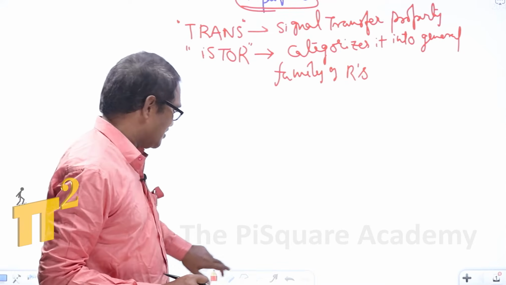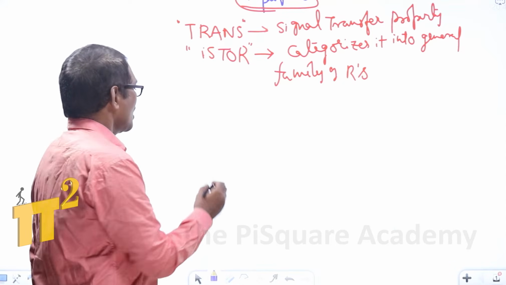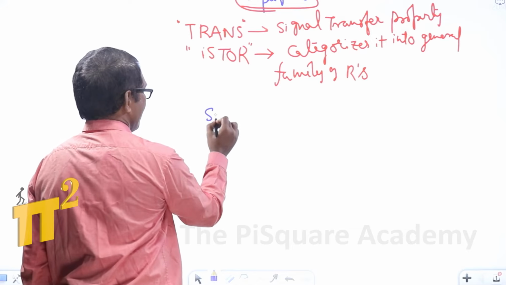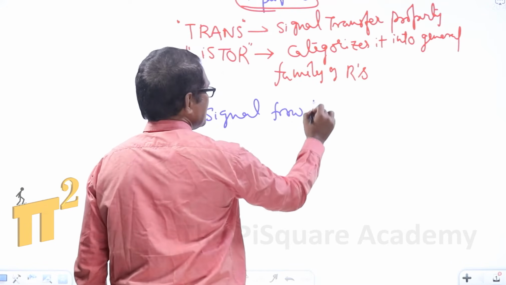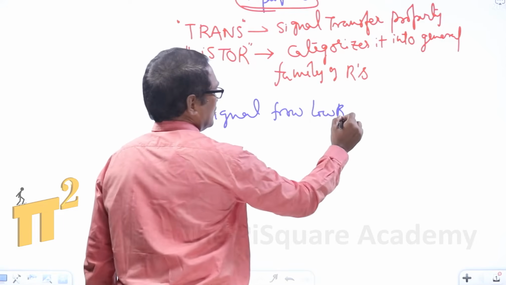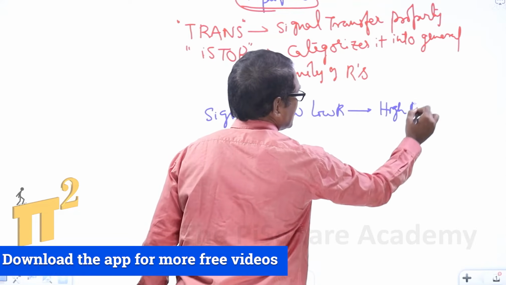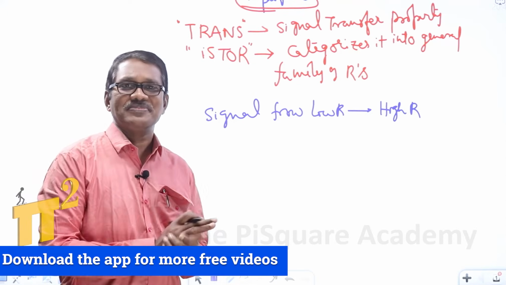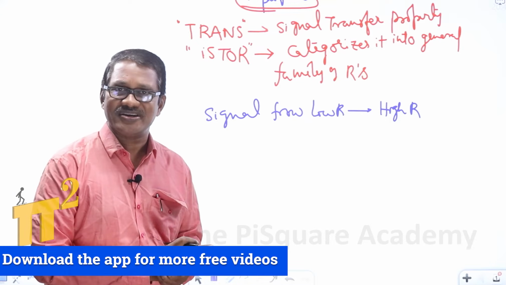Have you understood this? So it transfers signal from a low resistance to a high resistance path. I have already mentioned that two junctions will be coming into the picture in a transistor, the bipolar junction. Two PN junctions will be coming into the picture.